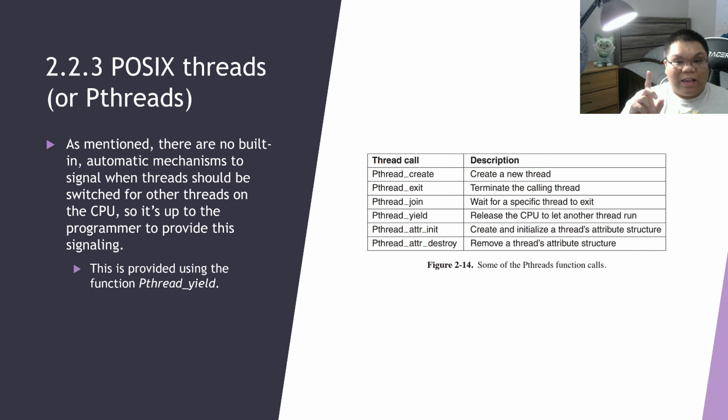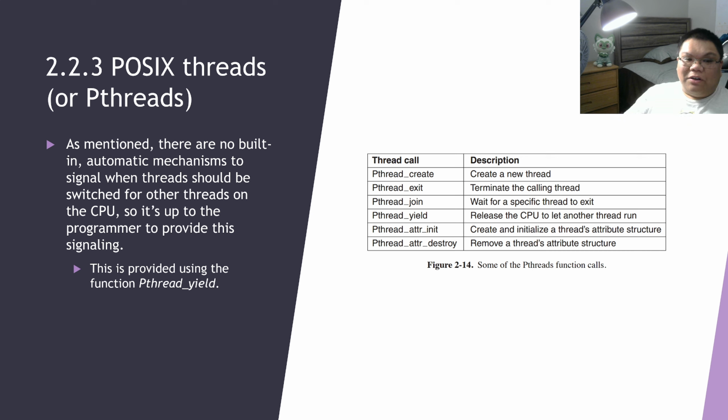The one other thing about threads is this. There are no built-in automatic mechanisms to signal when threads should be switched for other threads, the same way there are mechanisms to signal to the operating system, hey, it's time for this process to run. It's been waiting too long. We need this to run. Give us a CPU, please.